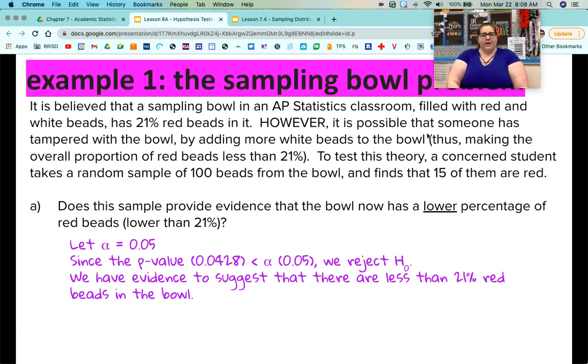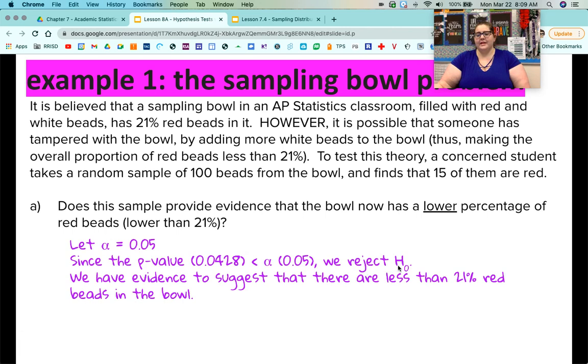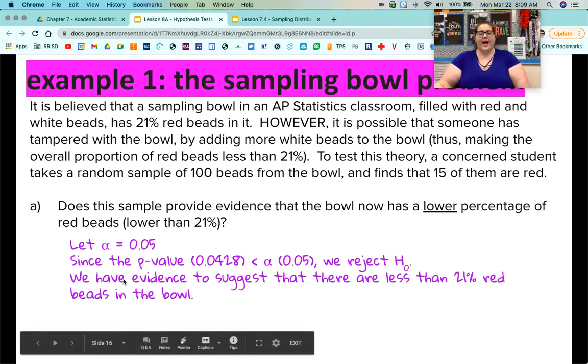Then we're going to go on and say in context what that means in terms of our alternate. So if we're rejecting the null, that means, yeah, we do have evidence that our alternate hypothesis is true. So I'm going to write that out in words. We have evidence to suggest that there are less than 21% red beads in the bowl, because that's what our alternate hypothesis said. So again, the important parts of a conclusion: we want to make sure to compare the p-value to alpha, use that comparison to either reject or fail to reject our null, and then we want a sentence that explains what that means in terms of our alternate hypothesis. We either have or don't have evidence to support whatever the alternate hypothesis says.